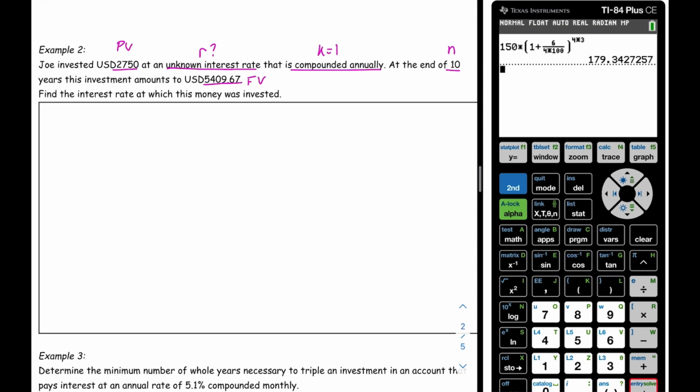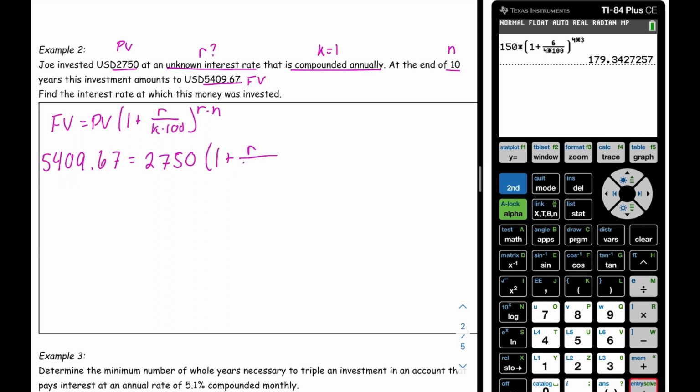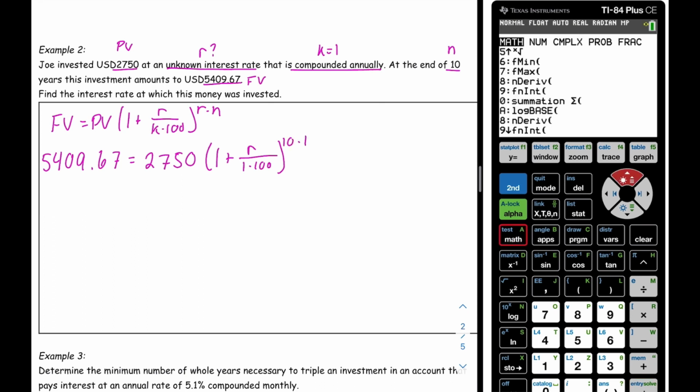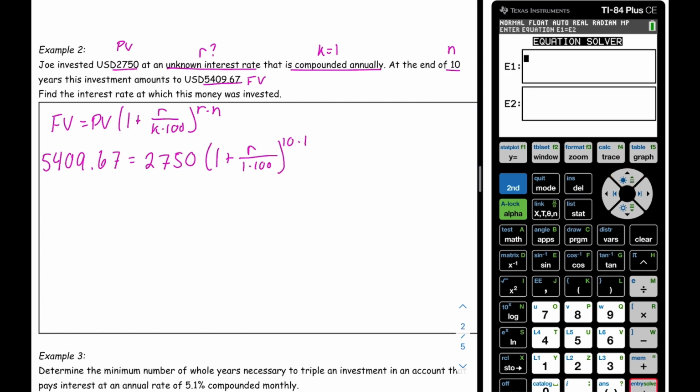So using our equation for compound interest, we're going to build this equation by replacing the values that we know into the equation. So our future value is 5,409.67. We start with 2,750. 1 plus our rate, we actually don't know what it is. We're compounding once a year, so 1 times 100. And we're doing this for 10 years. And now we just create an equation which needs to be solved. So we're going to be using numeric solve in order to solve this equation. So take some time right now and put it into your calculator.